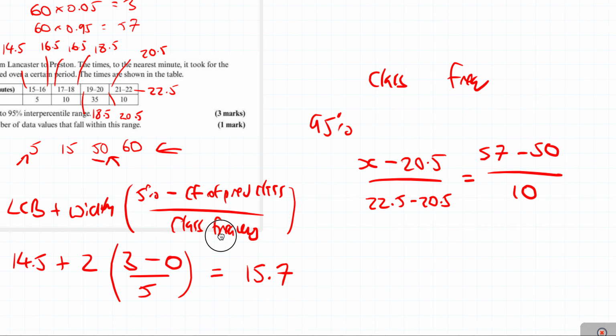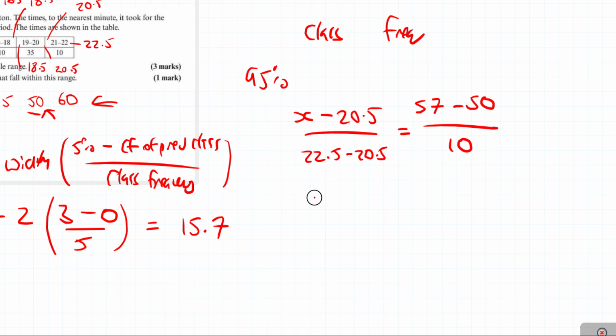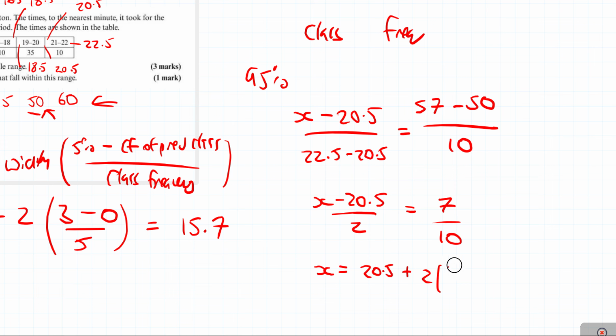From here, all we do is rearrange and solve, so it's x minus 20.5 over 2 equals 57 minus 50 is 7 over 10. And then from here we rearrange, so x is equal to 20.5 plus 2 times 7 over 10. 20.5 plus 2 times 7 over 10, and the answer here is 21.9. So x is equal to 21.9, so that's the 95% value.